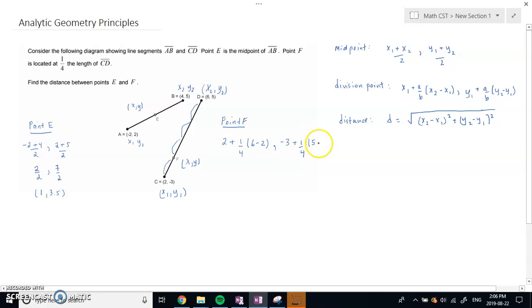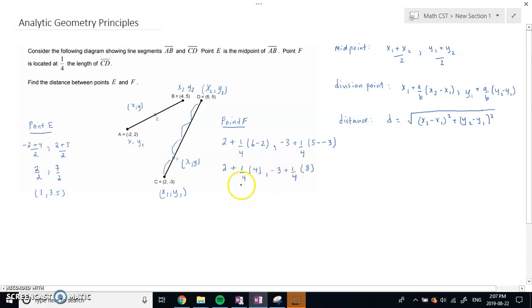Now I notice we have 5 minus negative 3, and that's okay. I'm going to leave it like that for just a moment. I'm going to rewrite this by doing BEDMAS and doing the brackets first. 6 minus 2 is 4. And 5 minus a negative becomes a positive, so it becomes 5 plus 3, which is 8.